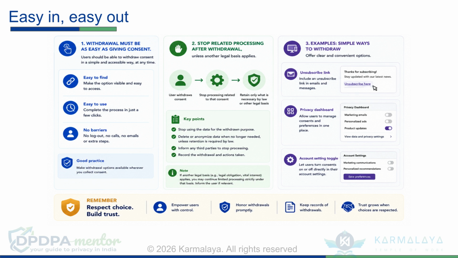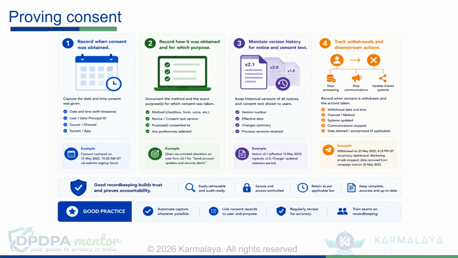Consent management should be easy in and easy out. Users must be able to withdraw their consent at any time in a way that is as simple and accessible as the process they use to give it. Withdrawal does not undo processing that was lawful before withdrawal, but it does stop future processing tied to that consent. This is why organizations need technical controls to update downstream systems, processors, and campaign tools when a withdrawal request is received.